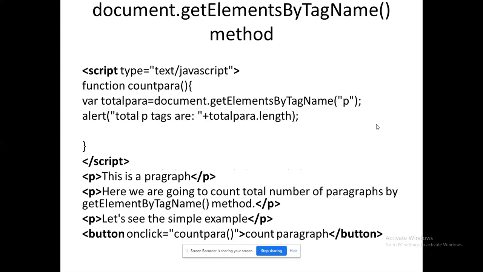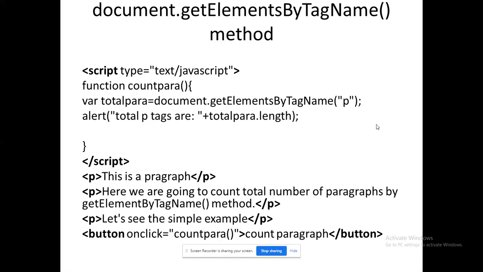Get elements by tag name, right? You could see here they have given 3 paragraph tags in the main document. You could see 3 paragraph tags. We have a button, so on click count para. Count para is the user defined function which is given inside the script tag. There you could see document dot get elements by tag name.